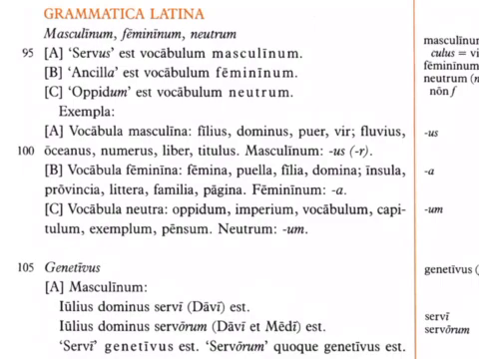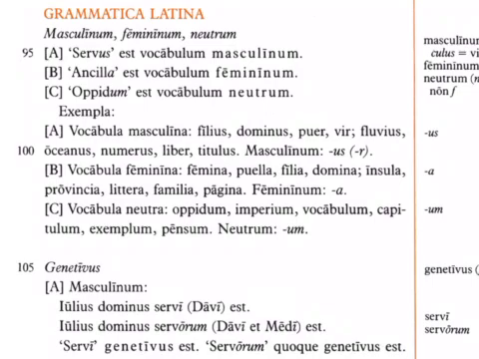Okay, the B example. Vocabula feminina, feminine words. Femina, puella, filia, domina, insula, provincia, litera, familia, pagina. Femininum: a. So, femina, woman; puella, girl; filia, daughter; domina, mistress; insula, island; provincia, province; litera, letter; familia, family; pagina, page. And it tells us the feminine ending is a. Again, this is a first declension feminine ending. We'll learn more about that later.